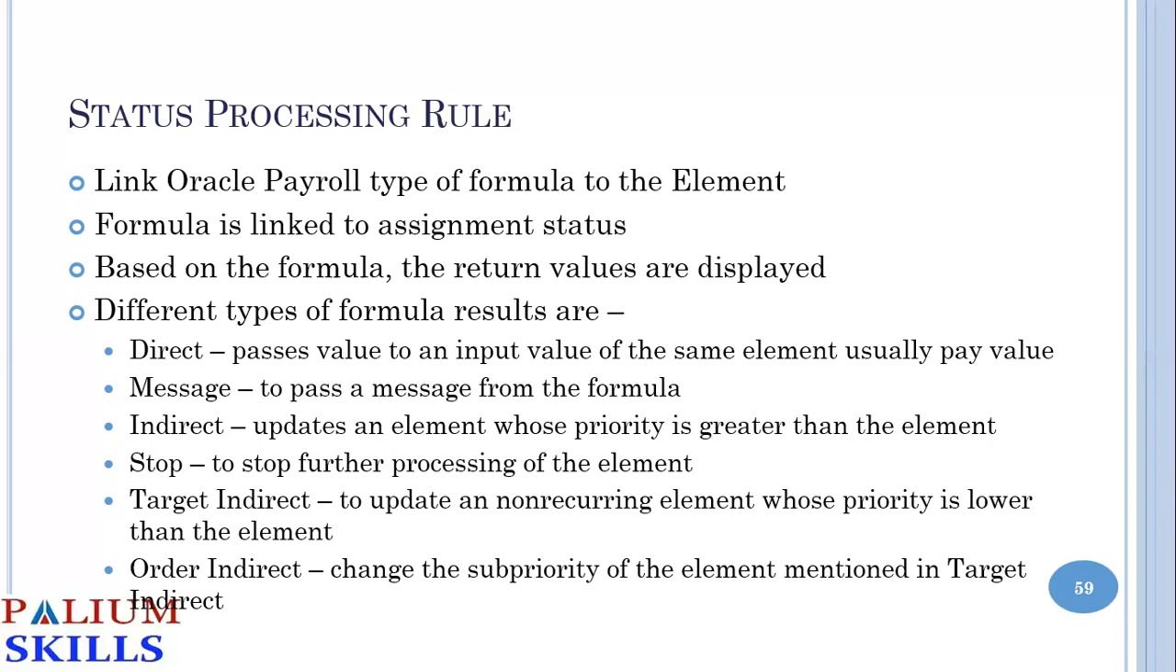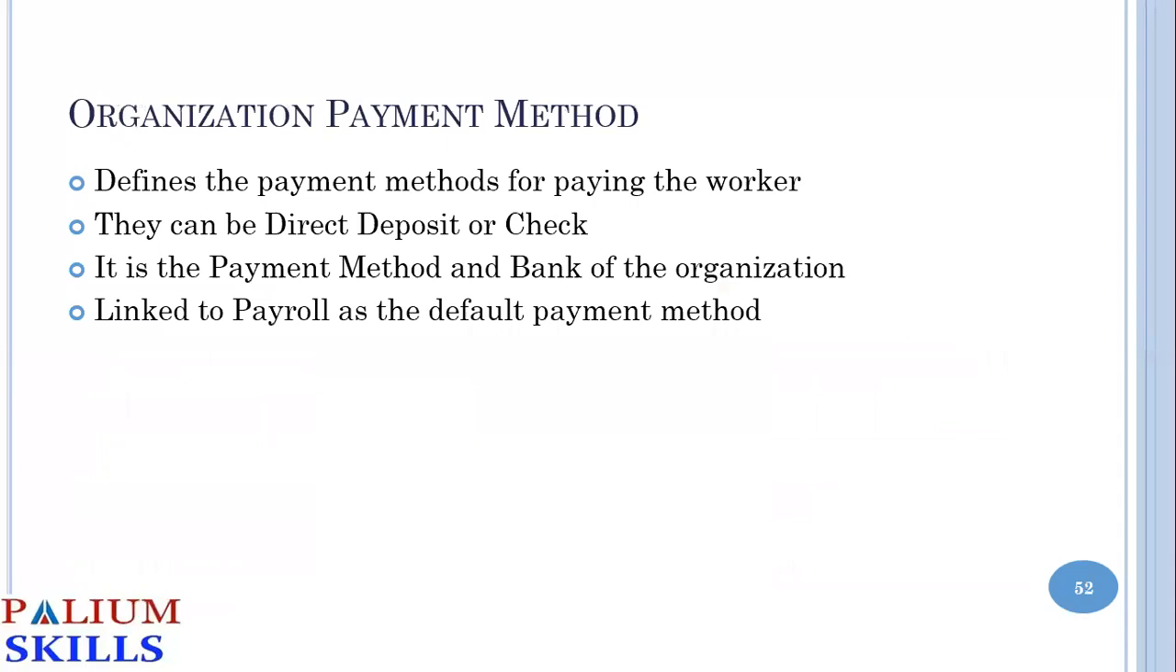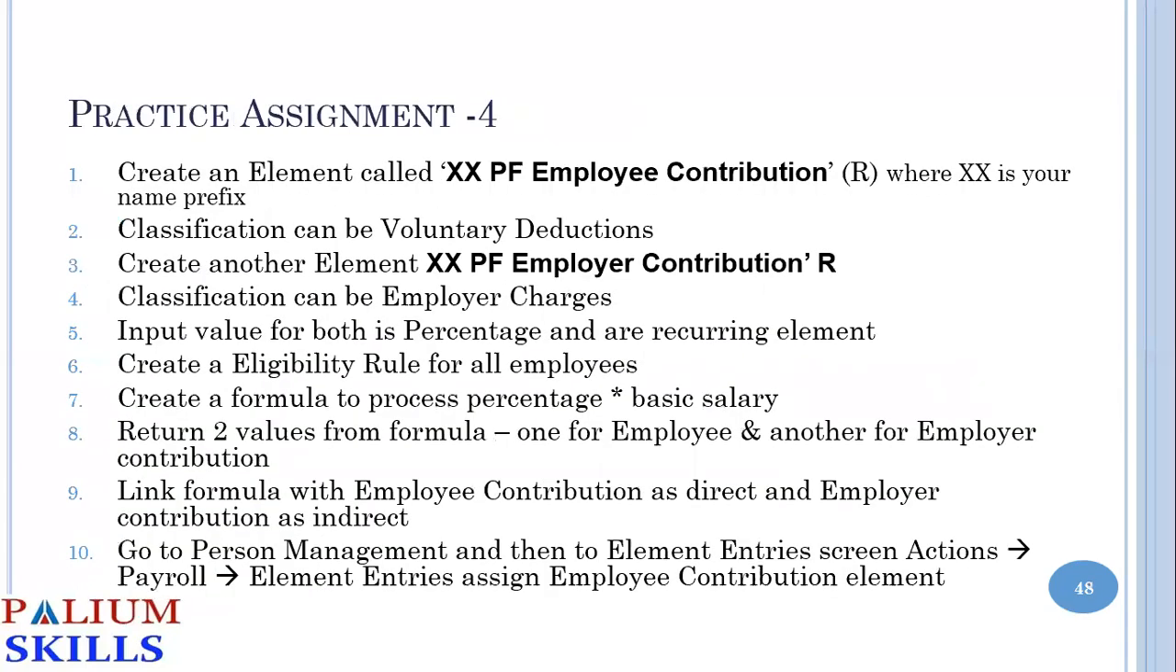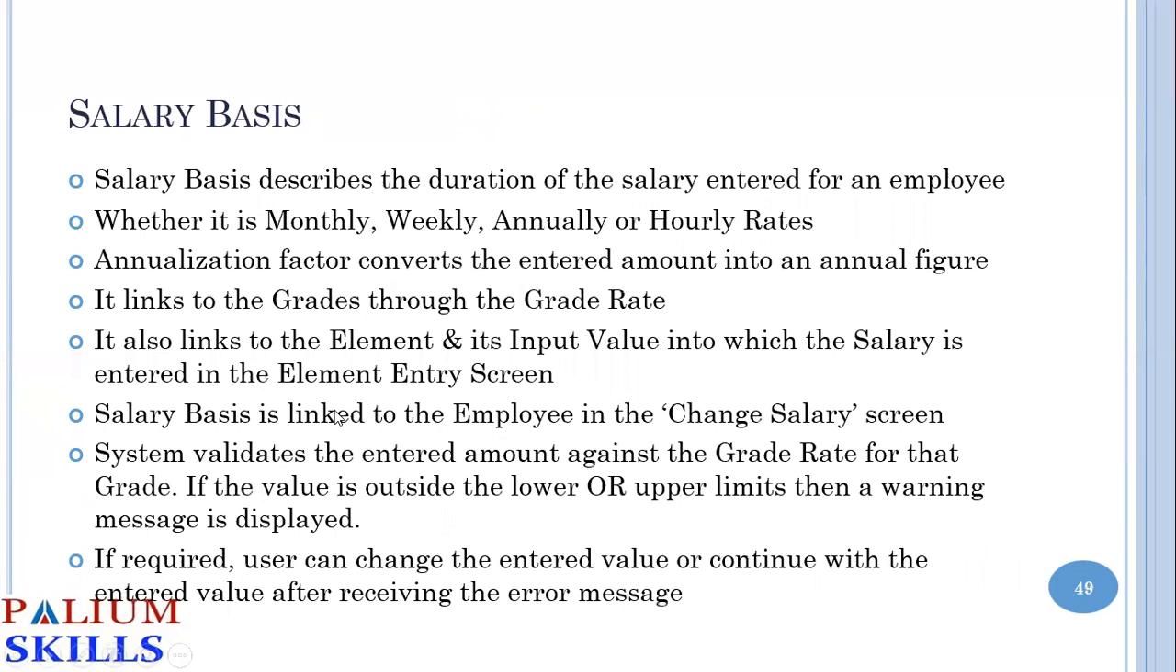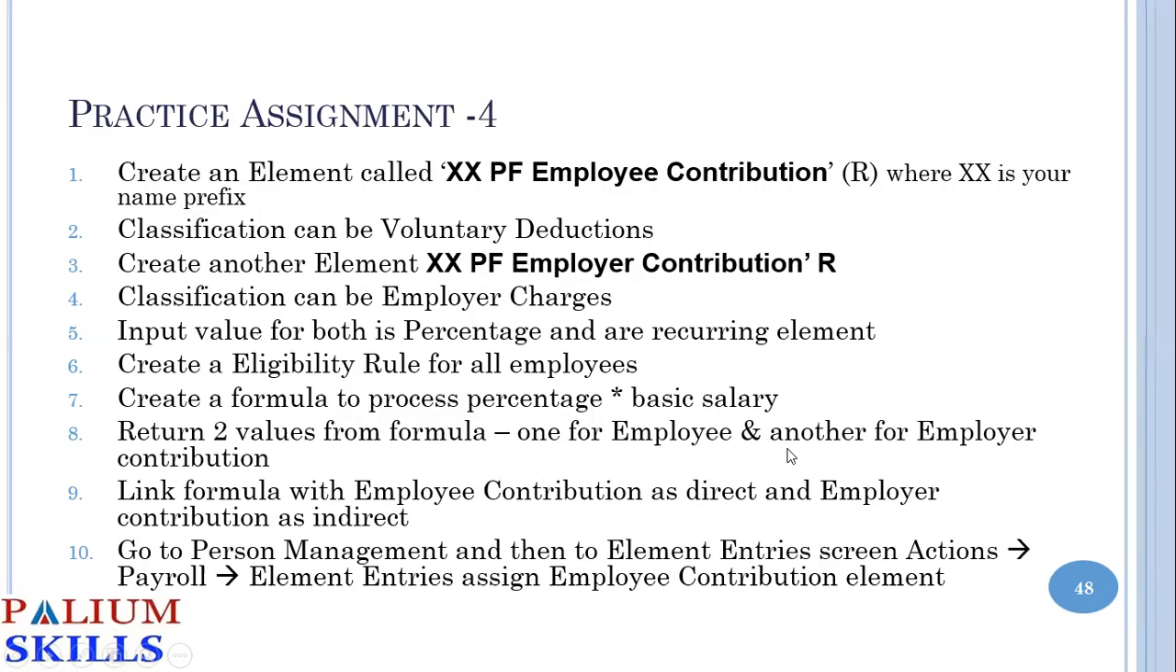For example, if you remember that assignment I was telling you about, this one. We have two elements. One is PF employee contribution. One is PF employer contribution. We are going to use one formula. Within that formula, it will process percentage into basic salary, and it will return two values. One for employee, another for employer contribution. Clear?